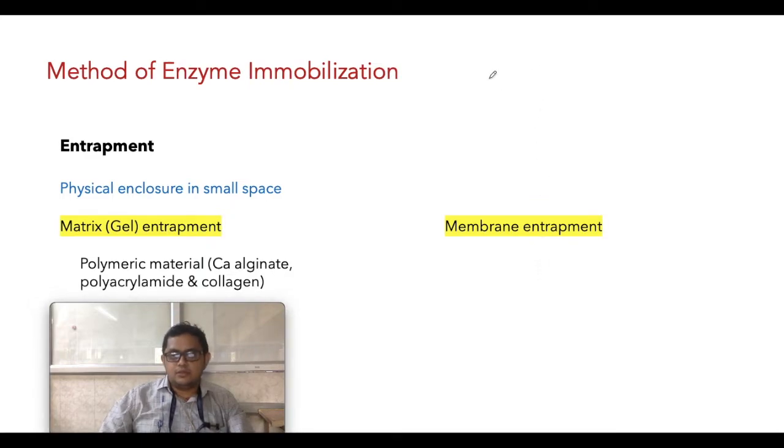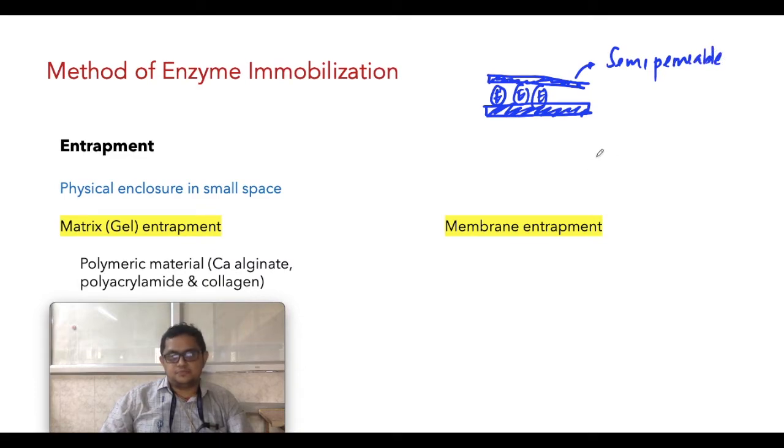What is this? You need to take two membranes, and your enzyme is in between the two membranes. These membranes are semi-permeable in nature. So this is another method. We can control which substrates penetrate through by changing the porosity of the membrane. It is much easier to control in membrane entrapment compared to the matrix gel entrapment method.